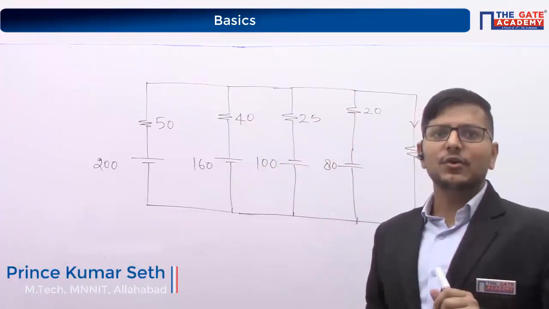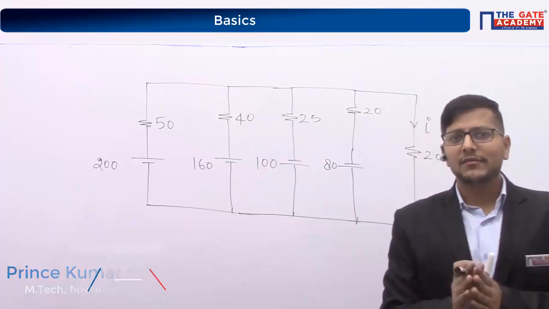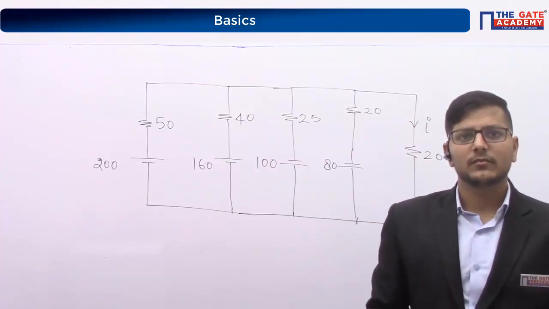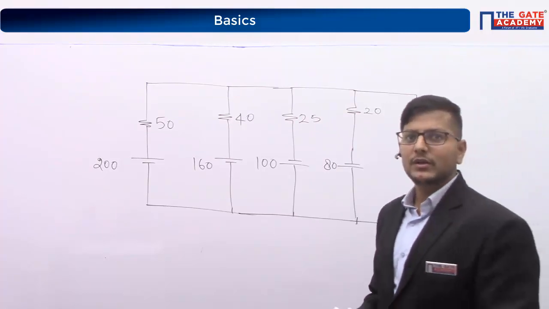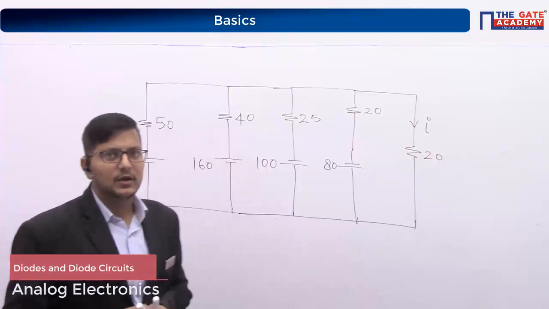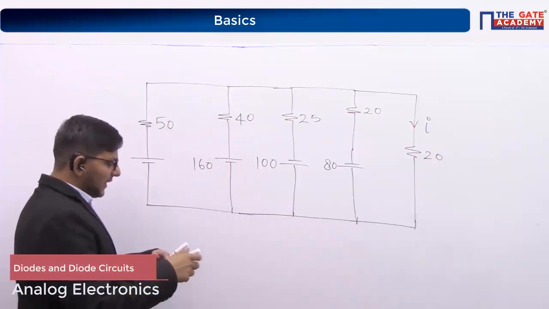Except reference node, except reference node. Except reference node, can you tell me how many nodes are here? Very good. 1. Exactly. There is only 1. Okay, let me explain. Suppose this is my reference node.